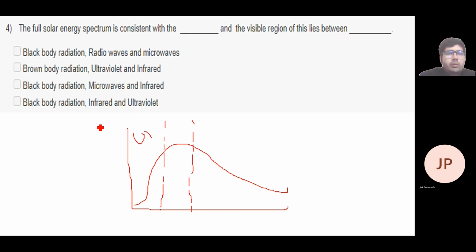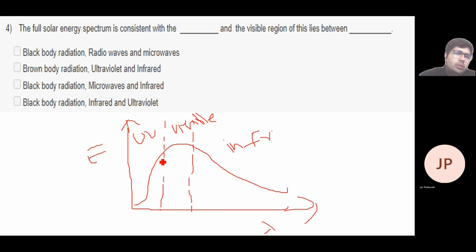So this is UV, visible, infrared. So we have covered this radiance, and this is lambda. So we can say that the whole spectrum is concerned with black body radiation. Okay, so we have black body radiation, and the visible region of this lies between UV and infrared.